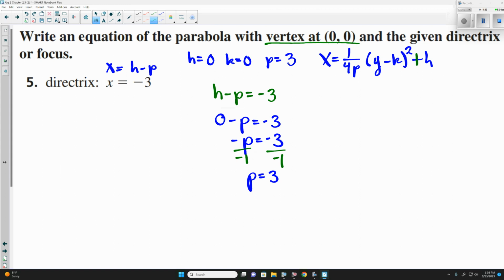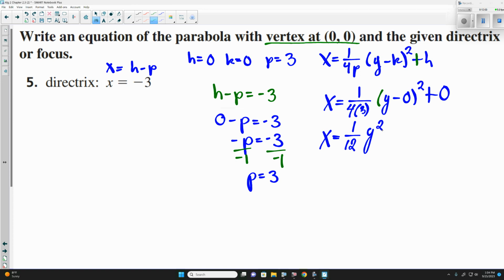Now that we have the values of h, k, and p, we can plug them in. 1 over 4 times 3 times y minus 0 squared plus 0. Now the first thing we can do is our 1 over 4 times 3, which actually works out to be 1/12. Now if the value of h, or here the value of k, was something different than 0, we would leave the parentheses squared. But since it's not, we have y squared. We don't include the plus 0 because it doesn't add anything, and we get this here. Questions on any of this here so far?